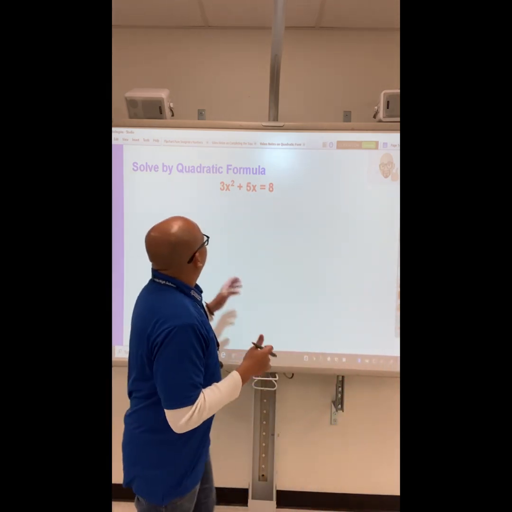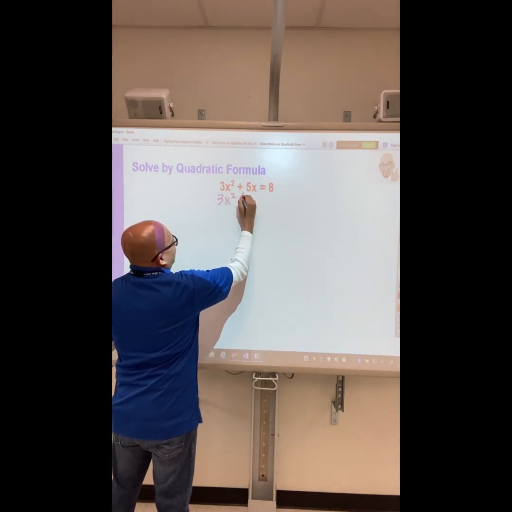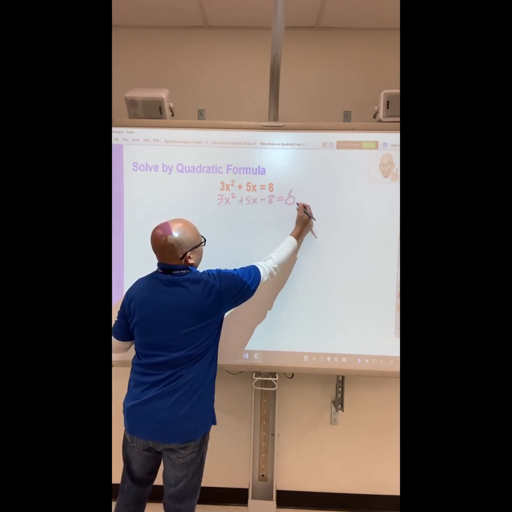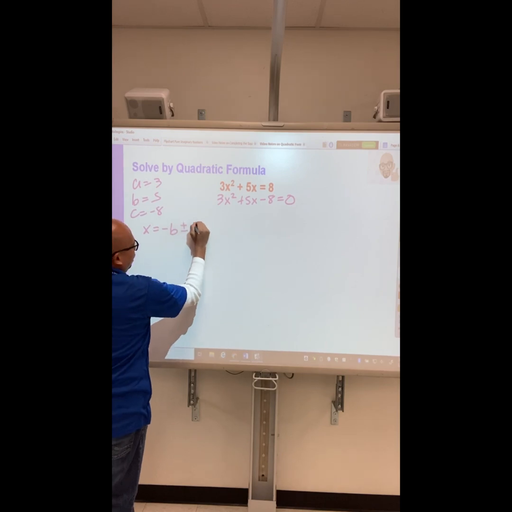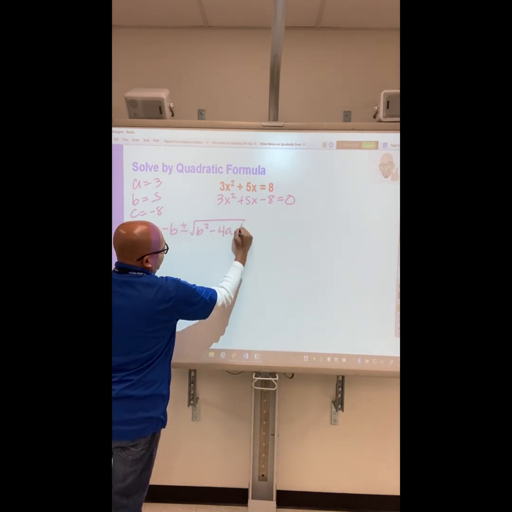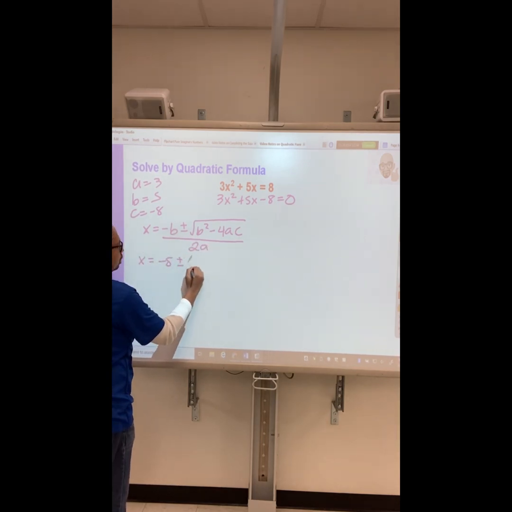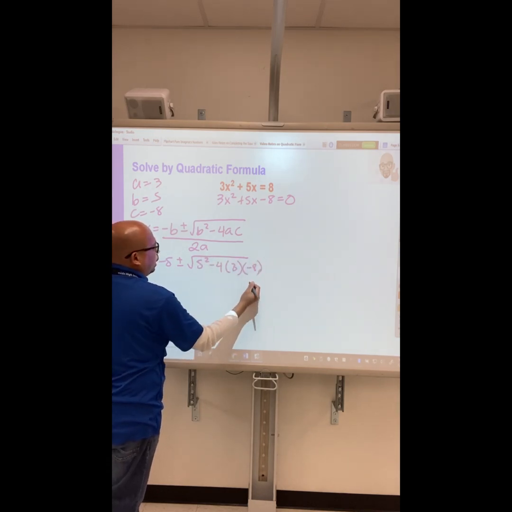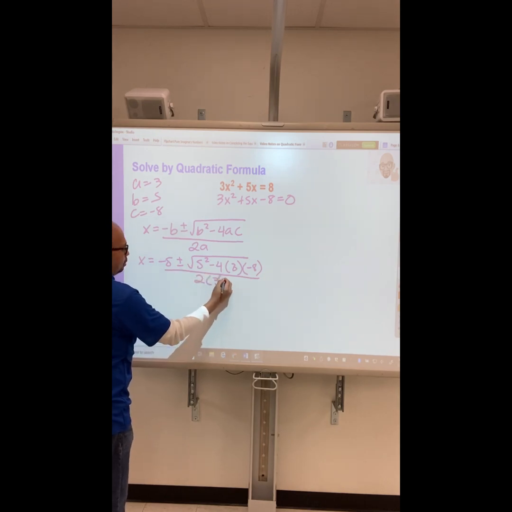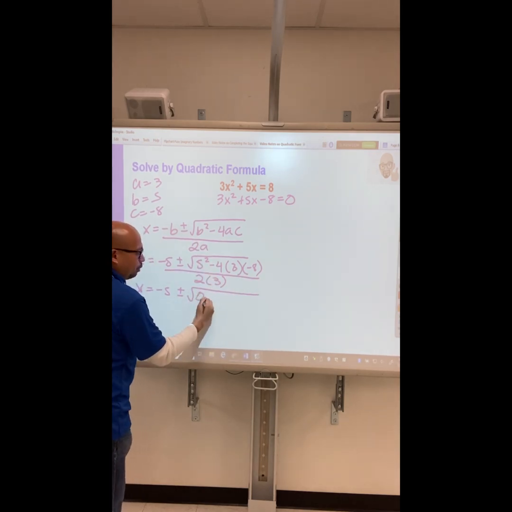Again, 3x squared plus 5x equal to 8. You're going to move the 8 to the left. This gives you 3x squared plus 5x minus 8 is equal to 0. The value of my a here is 3, b is 5, c is negative 8. Again, x equal to negative b plus or minus the square root of b squared minus 4ac all over 2a. x equal to negative 5 plus or minus the square root of 5 squared minus 4 times 3 times negative 8 all over 2 times 3.